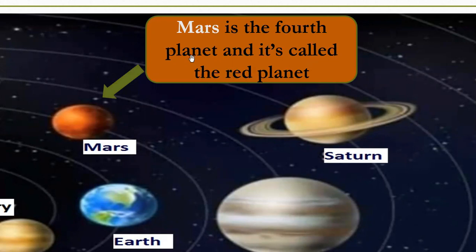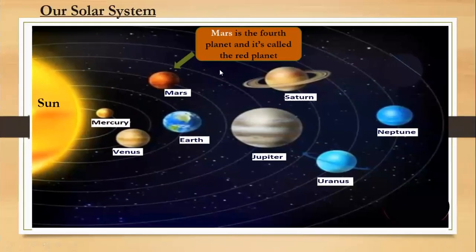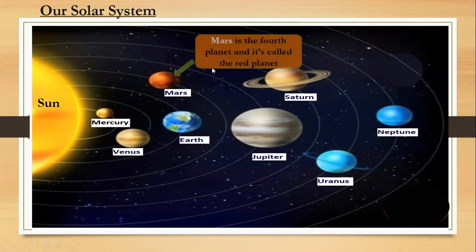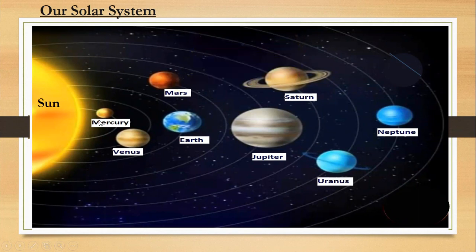Mars is the fourth planet, والكوكب الرابع, and it is called the red planet, ويدعى بالكوكب الأحمر. إذا ابتداء من البداية راح يكون عندي Mercury, Venus, Earth, Mars.